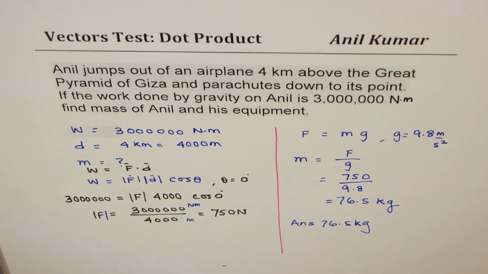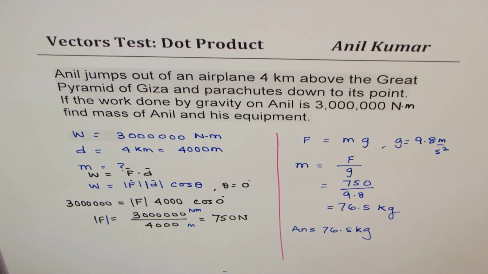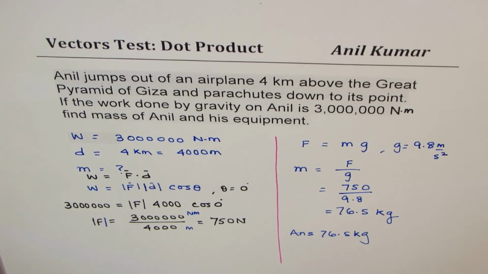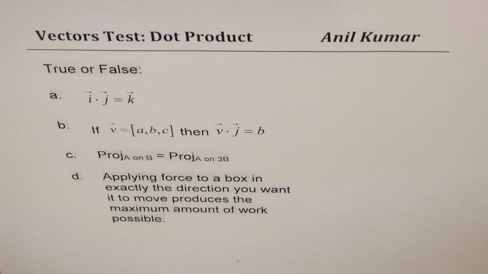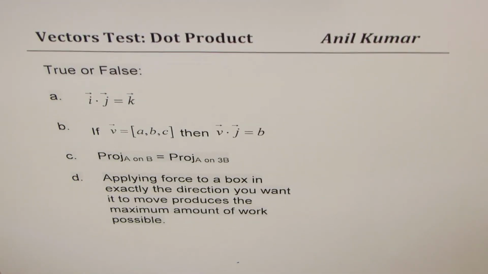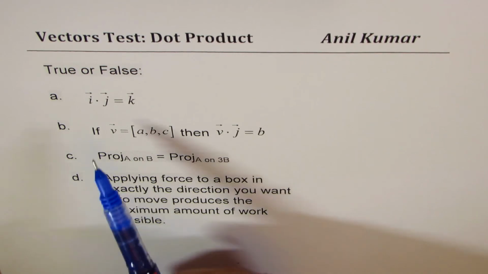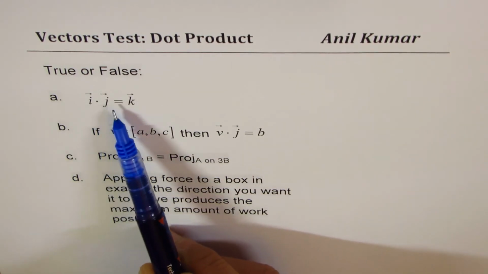Now let's take up the multiple choice question to end part 2 on dot products. Here is your test question, a multiple choice question on dot products. You can pause the video, answer the question, and then look into my solutions. I hope you enjoyed this journey of learning about dot products with the help of a few test questions. So the question is straightforward, true or false? i dot j equals k.